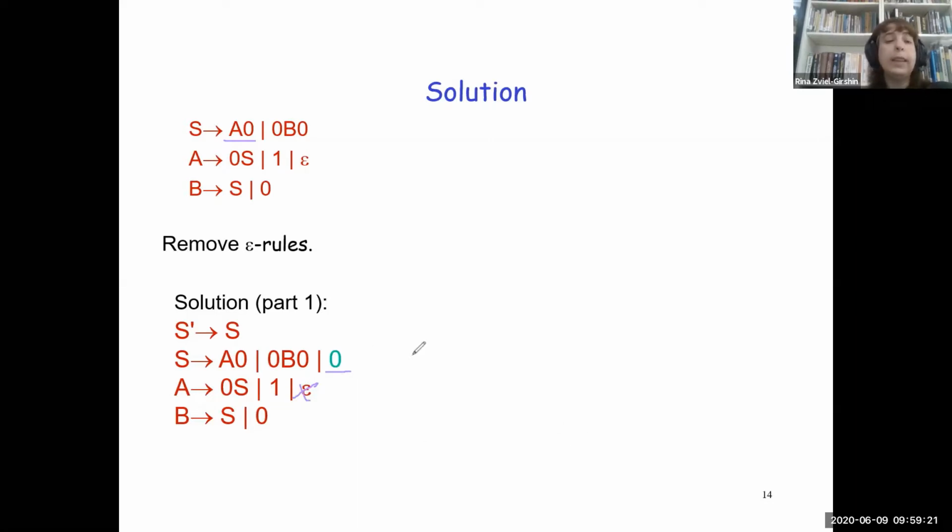Okay, the next step will be to remove unit rules. Please pay attention that we had a unit rule here, and now we added additional unit rules when we moved to the Chomsky normal form. So please remove both unit rules. I'm giving you some time to solve it by yourself, and then I will solve it together with you.